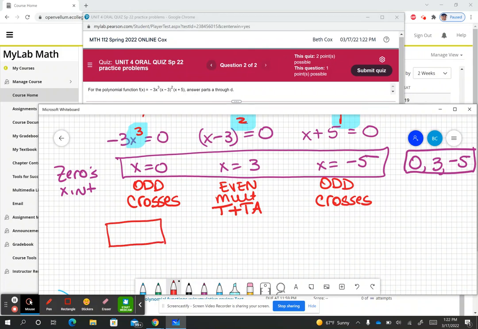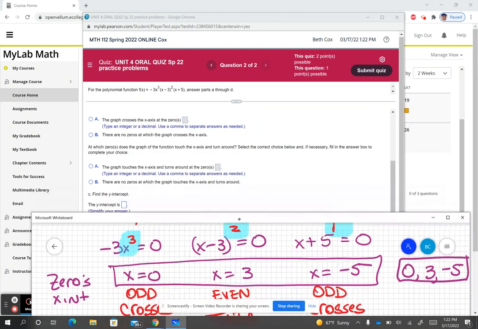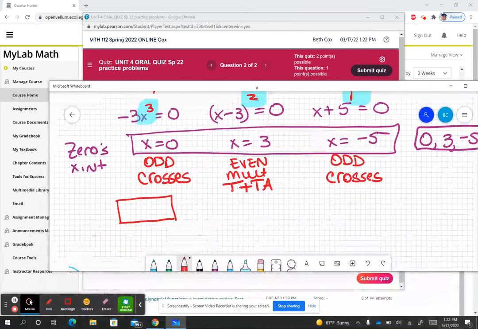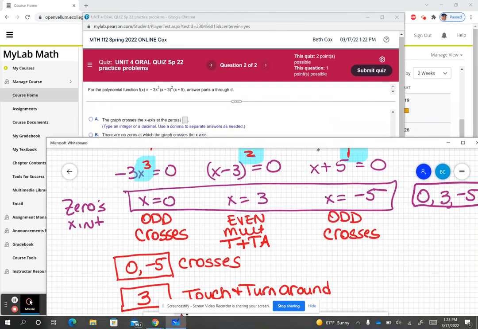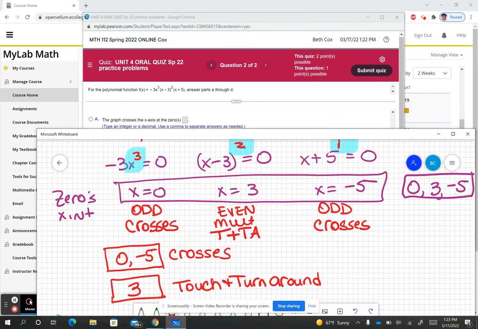Okay, so for your MyLab answers, what do they ask for first? Crosses first. So for the first part, it crosses 0 and negative 5. So you type in 0, negative 5, and then for the next part, put a 3 for touch and turn around. Okay, and so that's the problem right there.